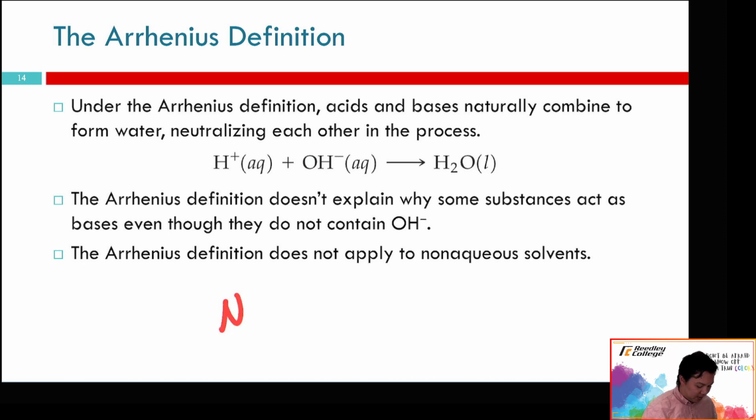Specifically, that would be something like NH3. It's one of those. It just disappears. Okay, so the Arrhenius definition does not apply to non-aqueous solvents. So you can't talk about acids and bases in something like hexane or octane or something dissolved in oils, because we can't have hydrogen and we can't have hydroxide in the same way.